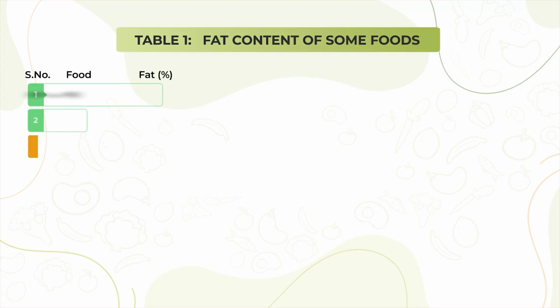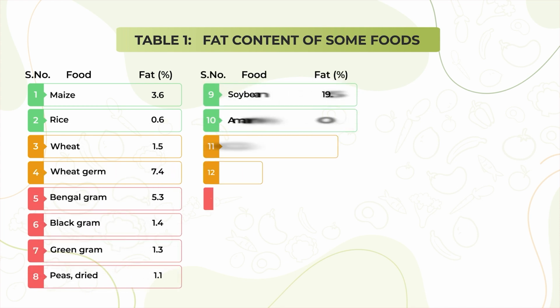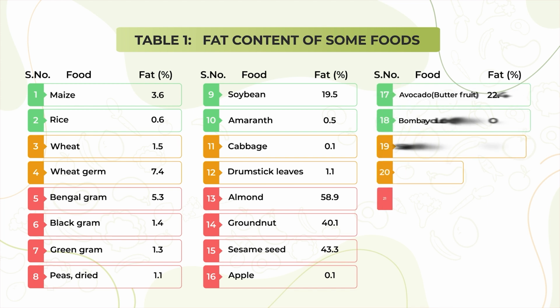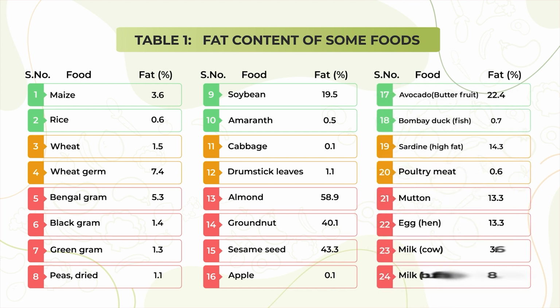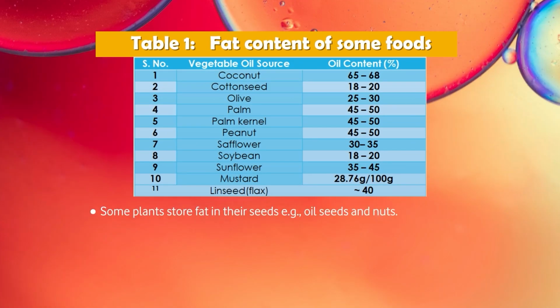So here you can see the fat content of some of the foods: maize contains 3.6% fat, rice 0.6% fat, wheat 1.5% fat and wheat germ contains 7.4% fat. Likewise, milk of the buffalo contains 8.8% fat. Some plants store fats in their seeds like oil seeds and nuts.